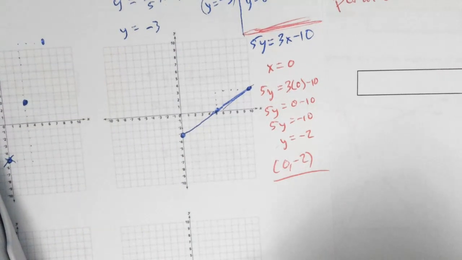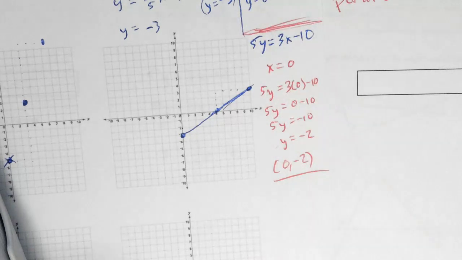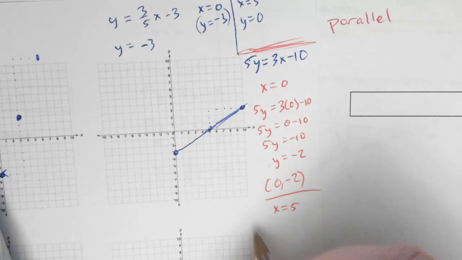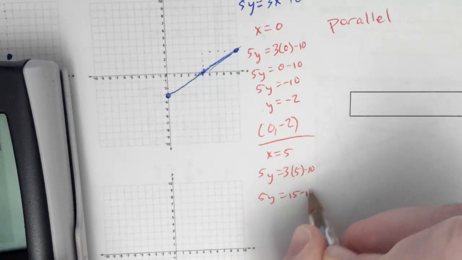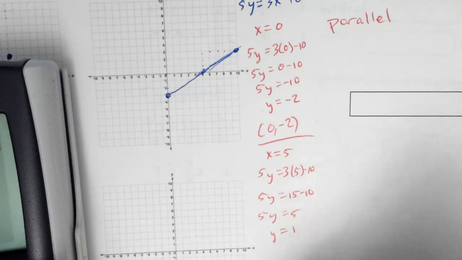Another good point you could input: we already plugged in 0, so let's try 5 again, because that's what we did earlier, right? If x equals 5, what would we get? We would have 5y equals 3 times 5 minus 10. I get 5y equals 15 minus 10. 5y equals 5. Y would equal 1. So that's another coordinate, 5, comma 1.